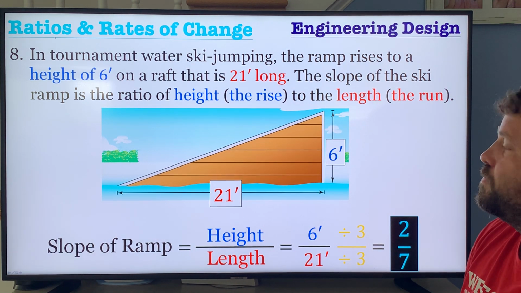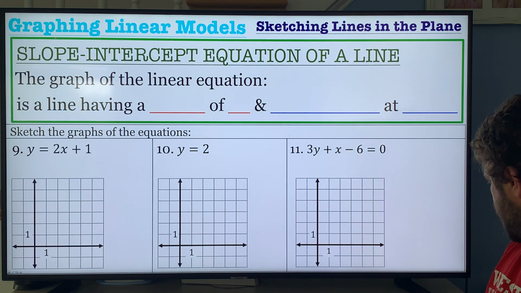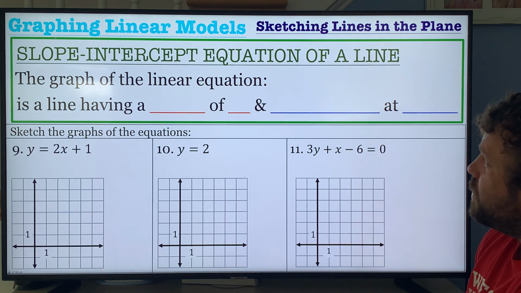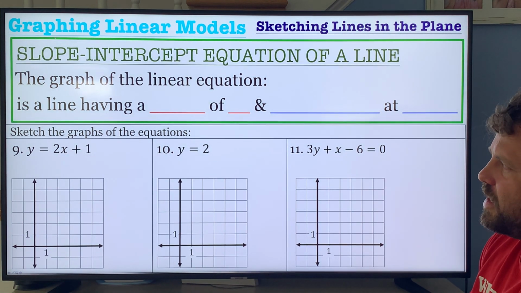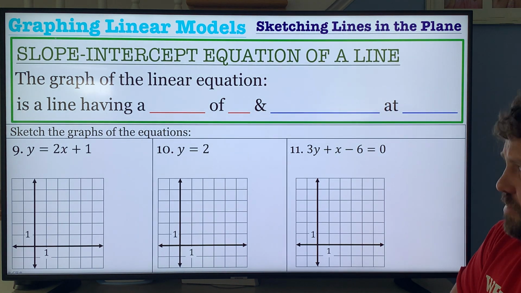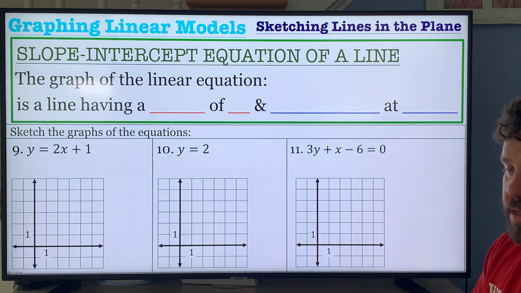Right. Next one, number 9. Graphing linear model, sketching lines in the plane. So you got the slope-intercept equation of the line. The graph of the linear equation is a line having a blank of blank and blank at blank. It's a lot of blanks, right? Can you fill it in?